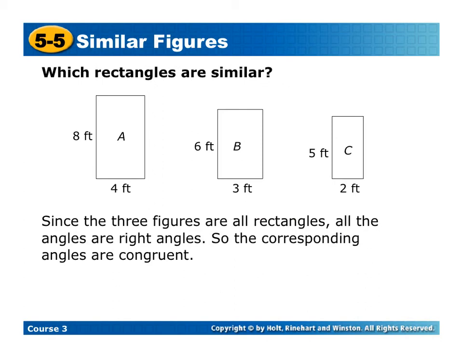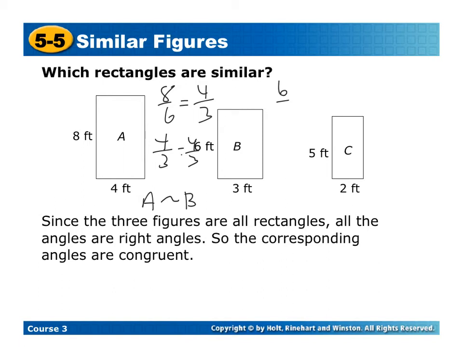So now it's your turn. I want you to pause the video and try to figure out which two rectangles are similar. So here, if we do A to B first, we have 8 to 6 has to be the same as 4 to 3. If we divide 8 and 6 each by 2, these are the same, so we can say that A is similar to B.